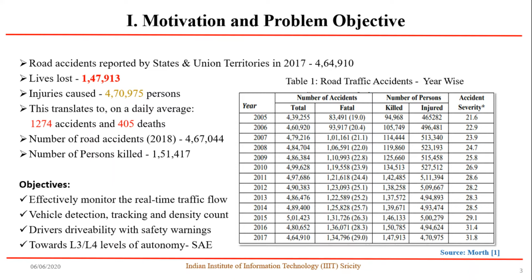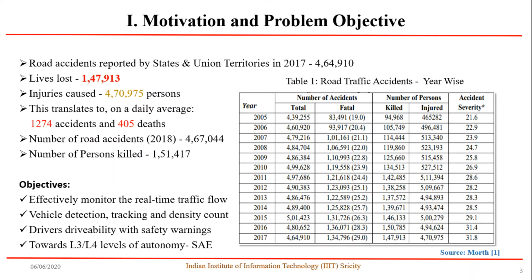Significantly, to work on addressing the real-time challenges, we have chosen the road traffic scenarios that are chaotic, complex, heterogeneous, with less disciplined traffic in nature. As we can see from table 1, the source from MORTH, that is Ministry of Road Transport Highways and Authorities, Government of India, total number of road accidents recorded in the year 2017 were 4,64,910. So we can see in the table that from year 2005 till 2017, there is a gradual increase in the number of road traffic accidents, injured and also fatalities.